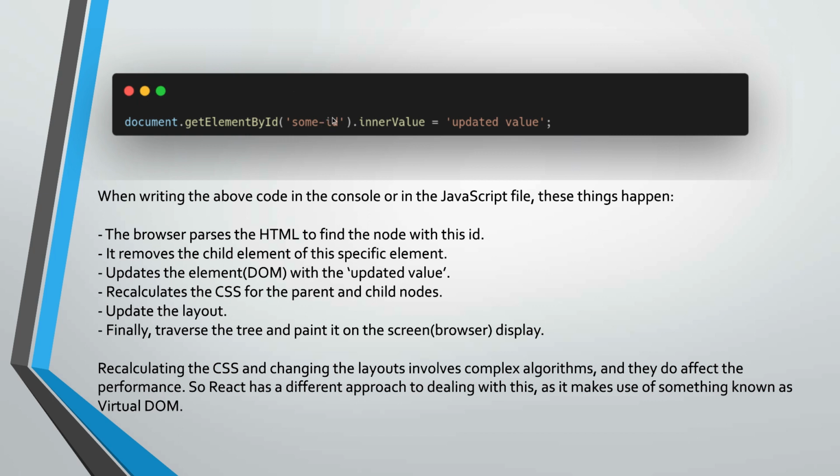We select some ID, and we put in an updated value. And what happens then? This is the process: the browser parses the HTML to find the node with this ID and removes the child element, it is updated and recalculated, and finally it updates the layout. Finally, it traverses the tree and paints to the screen to display. Recalculating the CSS and changing the layouts involve complex algorithms, so they do affect the performance.